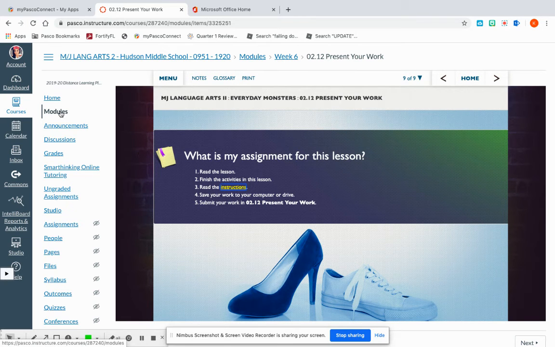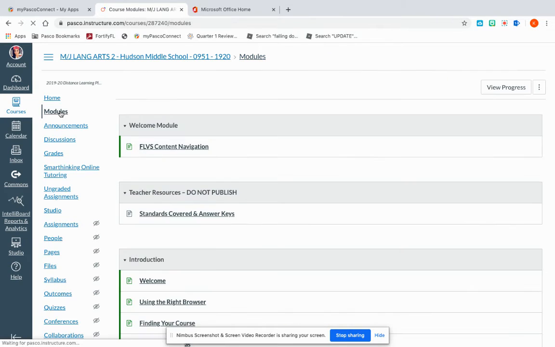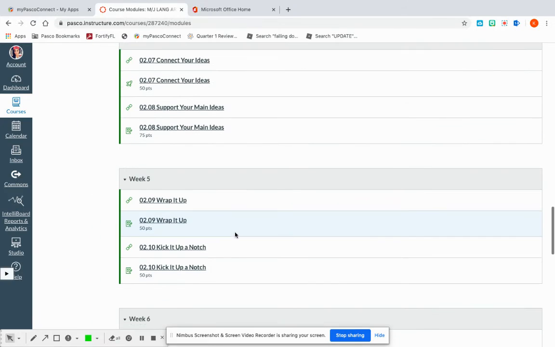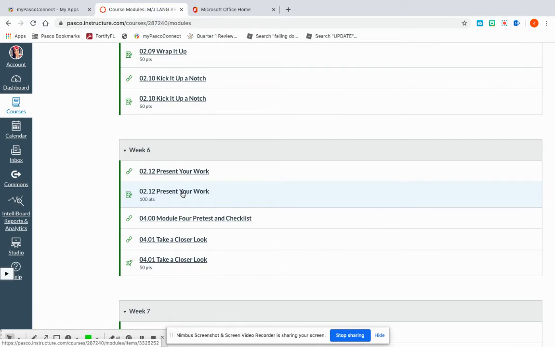So when you are ready to submit, you're going to go down to week 6, 2.12, the 100 points, and this is where you're going to submit your assignment right here.